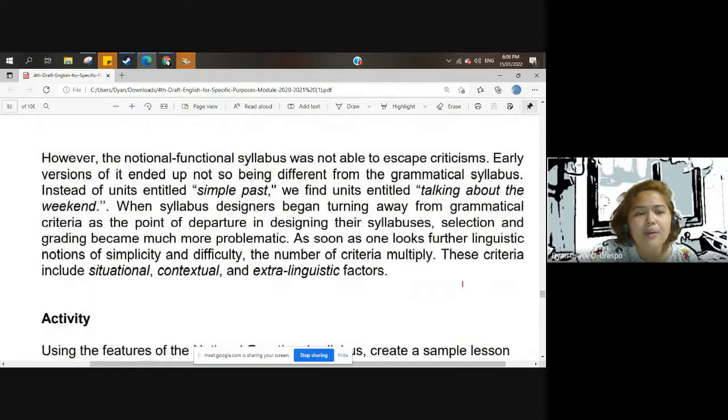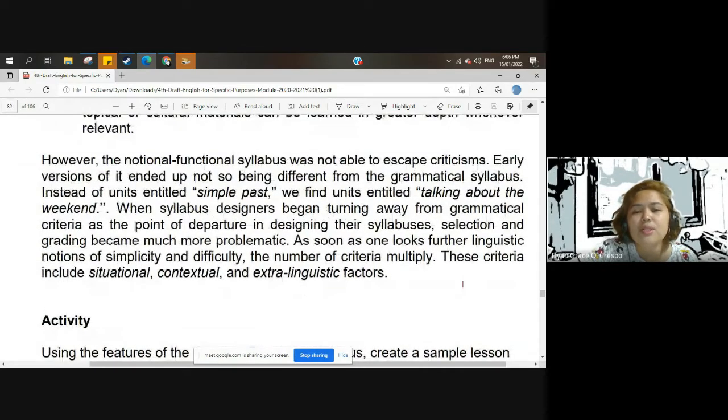Now, however, the notional function syllabus was not able to escape criticism. Siyempre, alam naman natin yon. Early versions of it ended up not being different from the grammatical syllabus. Kasi konti lang naman yung ano before, konti lang kasi before yung mga pagkukunan nung 90s, yung mga gano'n. Eh, ngayon kasi madami na. So, I don't think you will have a problem.